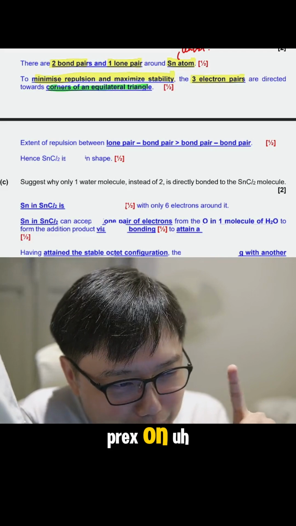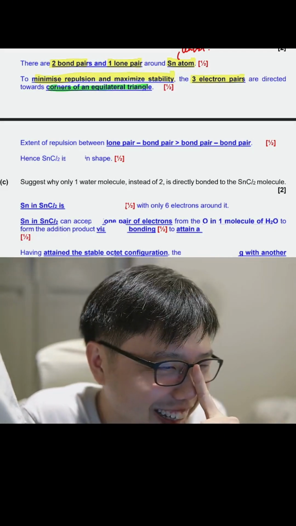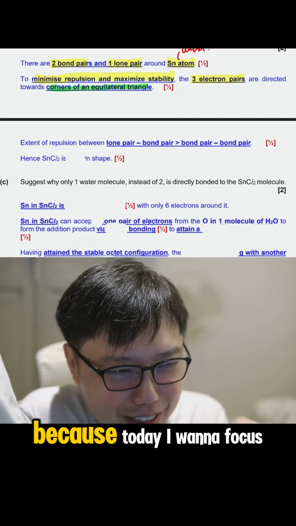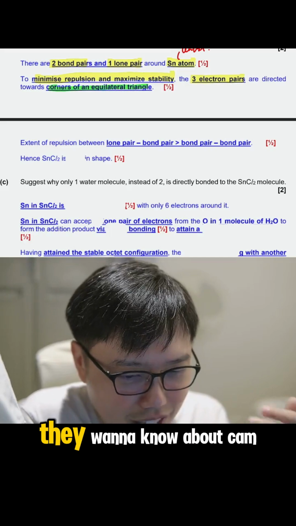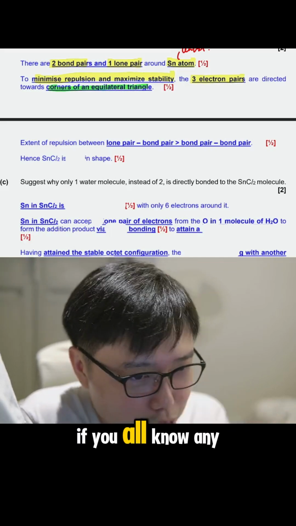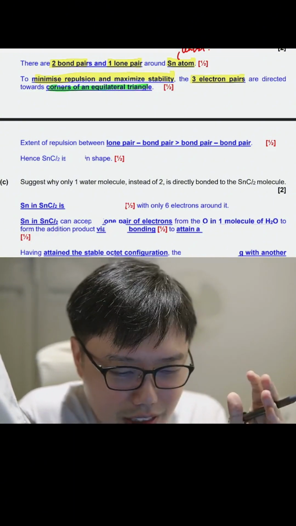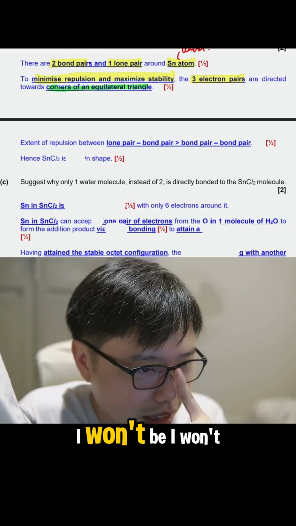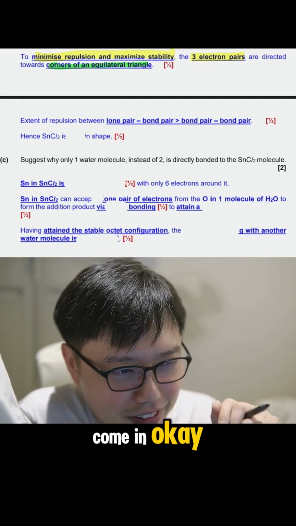Oh no, Praxion, why strong acid and weak conjugate base? I can reply you, but is it okay that we wait for another day? Because today I want to focus on chem bonding, and some of my students want to know about it because their WA is coming up. If you know any friends who have a WA or chem bonding coming up, please direct them to this live. I won't be doing this for too long. Just quickly ask them to come in. Help me to like and share.